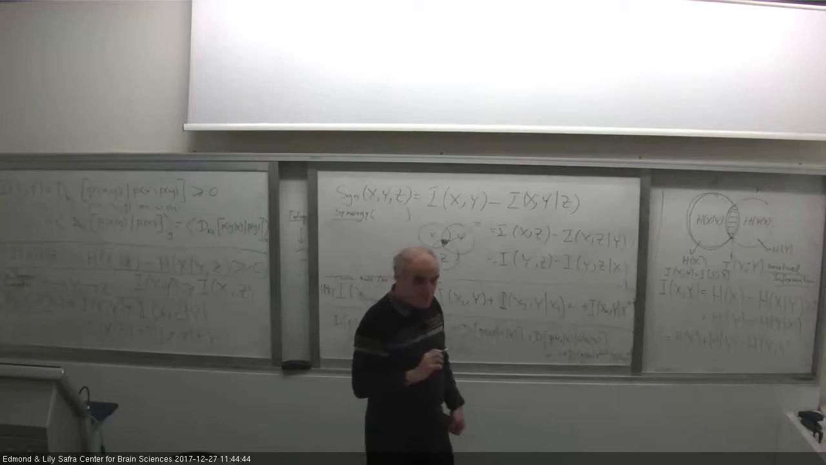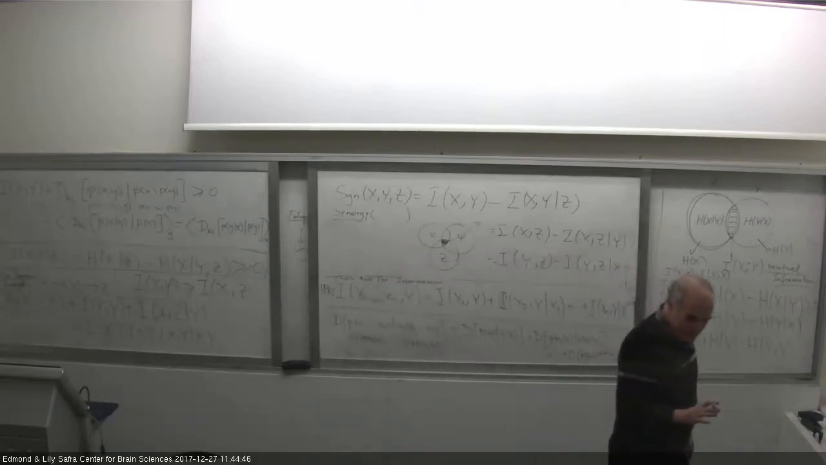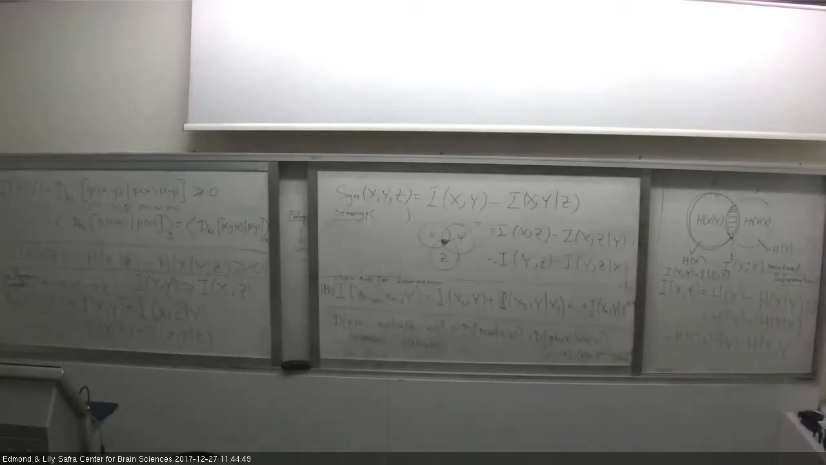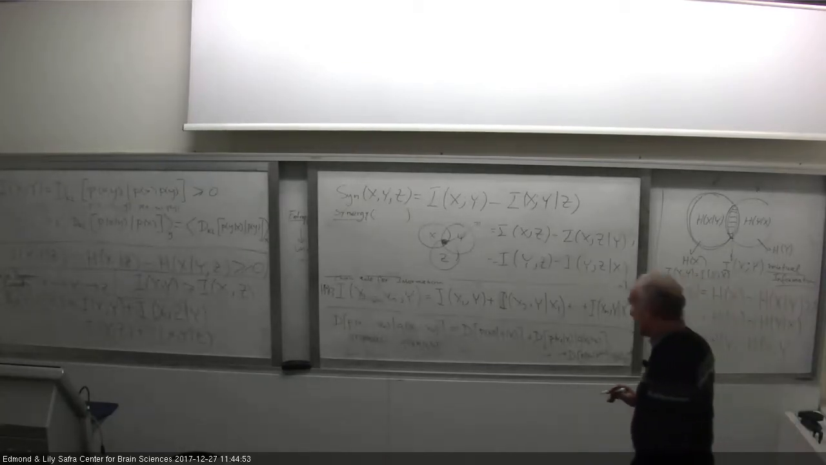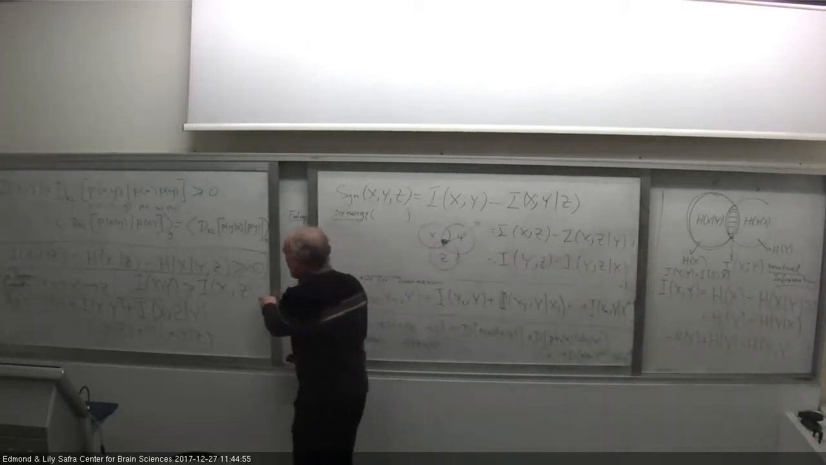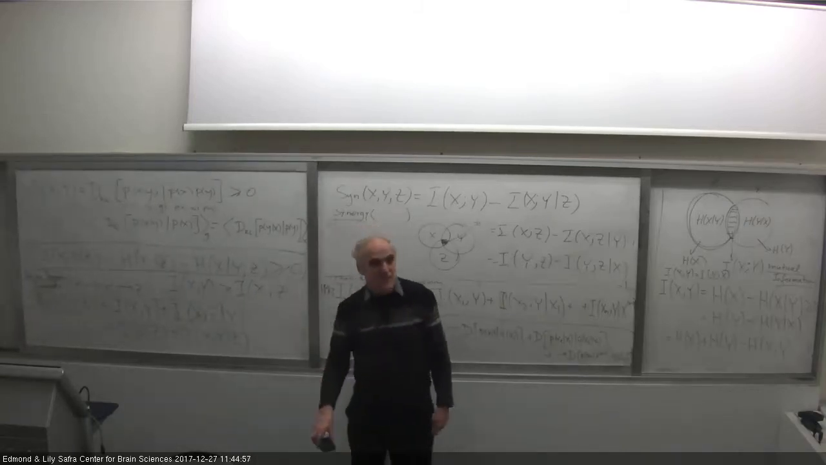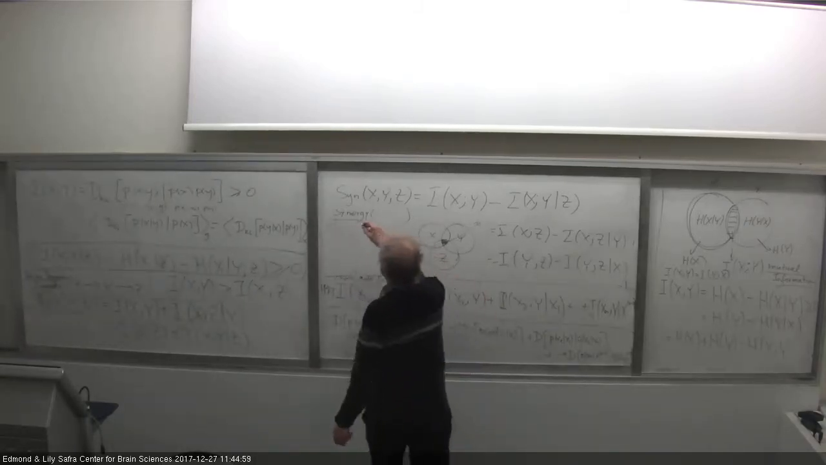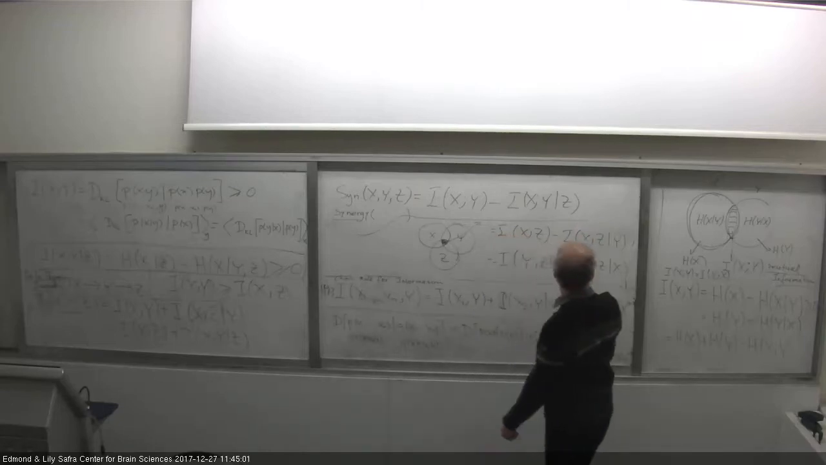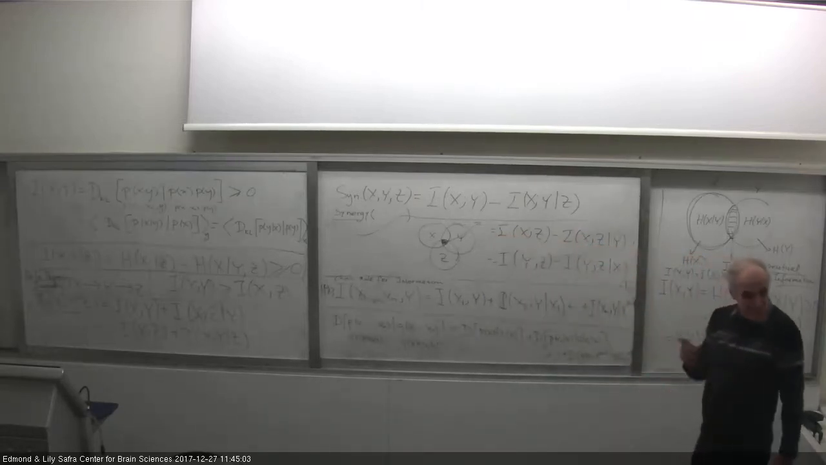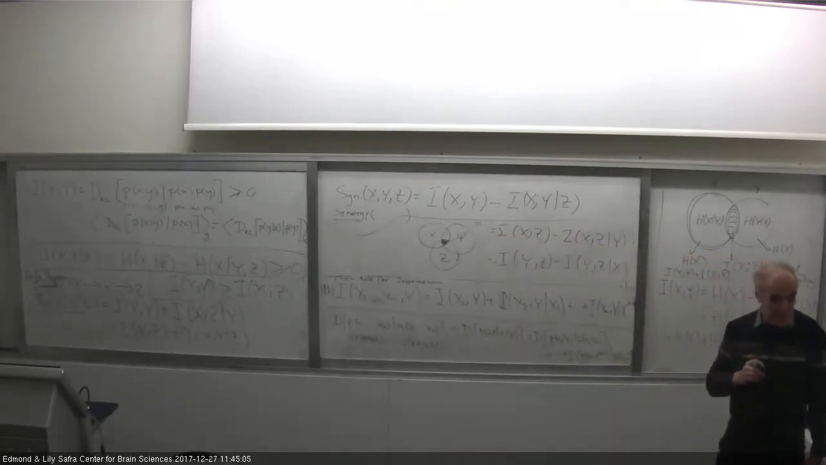So information is always positive? Information is always positive because entropy is always reduced by conditioning. It's always true, and that was right before, and I'm really sorry that I got confused here. But this quantity, which is some sort of a conditional information, is not necessarily positive.